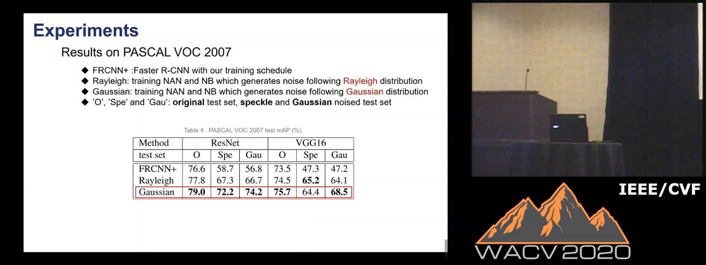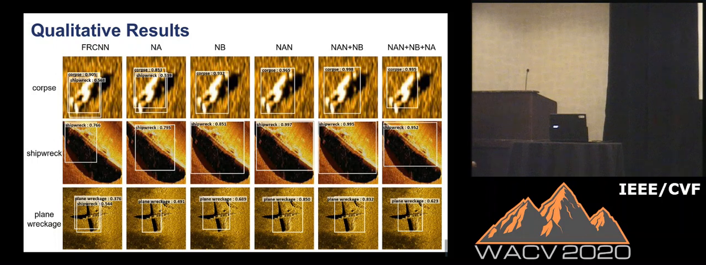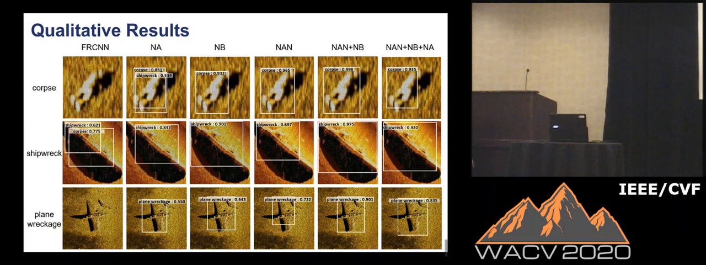Finally, we proved the universality of our model. We use it on Pascal VOC 2007 with both Gaussian and Rayleigh noise attacks on the test set. We achieved 2.4% higher performance than the baseline. It also illustrates the noise robustness against Gaussian and Rayleigh noise attacks. And there are some results on the original and noisy datasets.